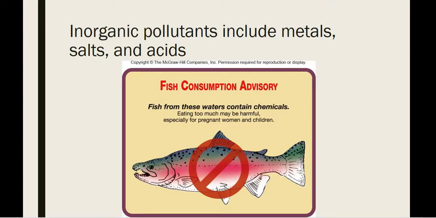Typically, the higher up you get in the fish food chain, the more mercury accumulates. So you need to watch out for some sorts of fish because they can be harmful, especially for pregnant women and children.